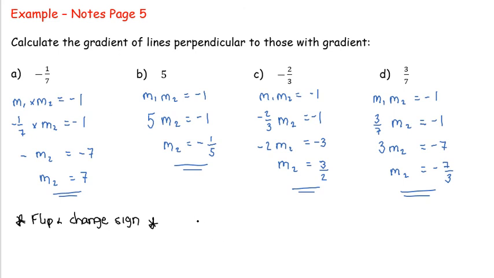So again, if I have another gradient, let's say I have 5 over 6, to get a perpendicular gradient, if that was m1, then m2 would just be flipped, so 6 over 5 now, and make it negative. Okay, and again, if I take another example, gradient equal to 1/10, then m2, if I just flip it, it becomes 10 over 1, but then becomes negative, so negative 10. And remember, 10 over 1 I can just simplify to be negative 10. So that's a quick way of doing it.